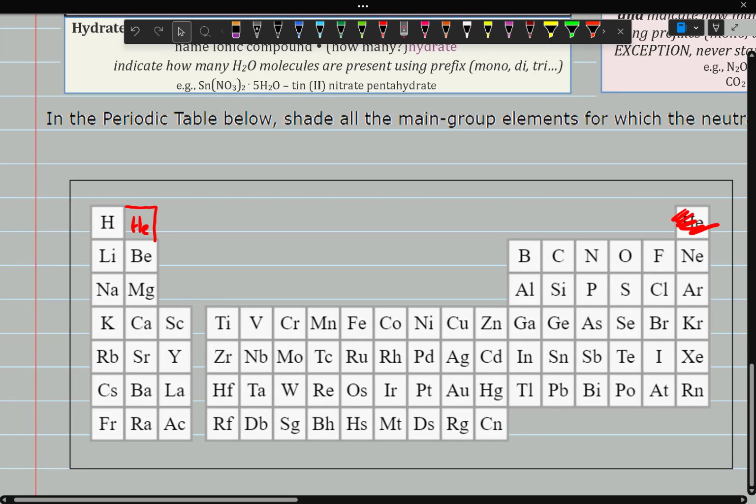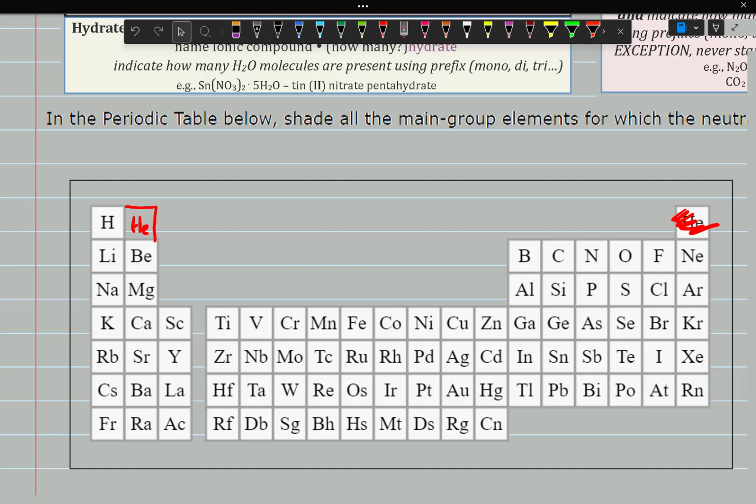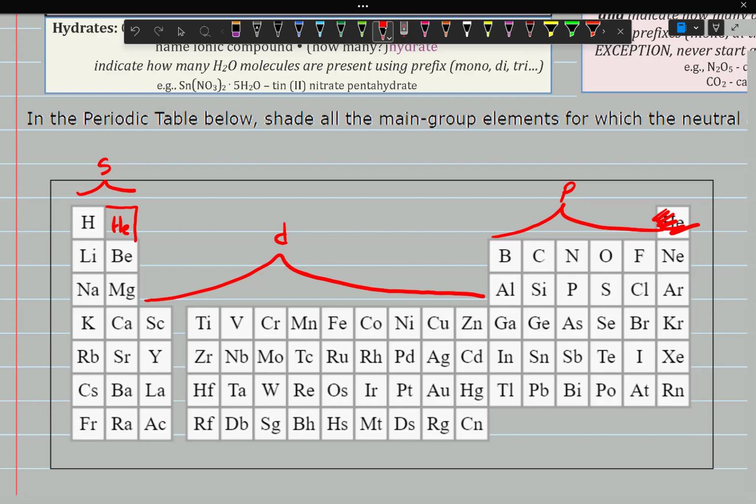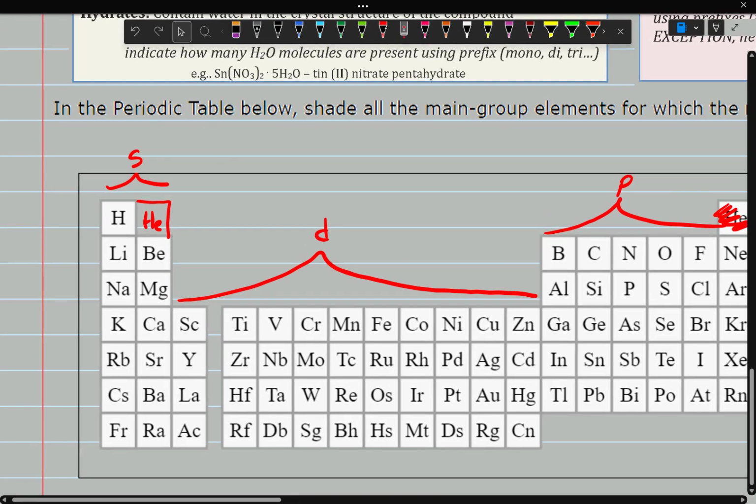Every element in the periodic table will fall into 3 different categories. So category 1 is groups 1 and 2, and these are what we call our S elements. And then we have this next group, which are the D elements, and we have this final group, which are the P elements.